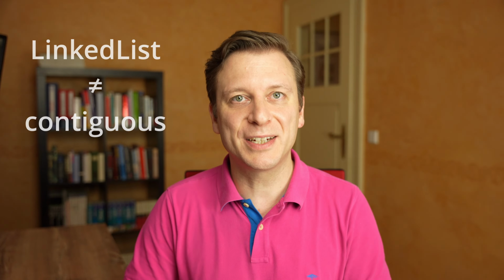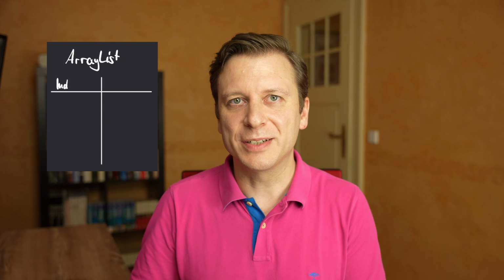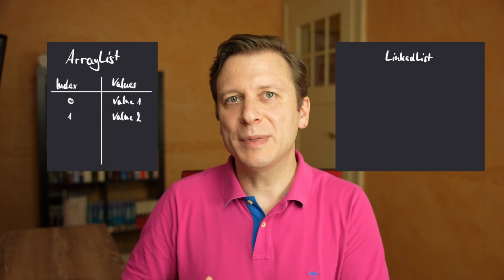So let's talk about the Java linked list, and let's compare it also to the Java array list. Both are collection types, but in comparison to the array list, the linked list is not a contiguous type. So what does it actually mean, not being a contiguous type? Well, in Java ArrayList, the data comes in a table-like structure, while in the linked list, every element is seen as a node, and the elements are linked to each other.